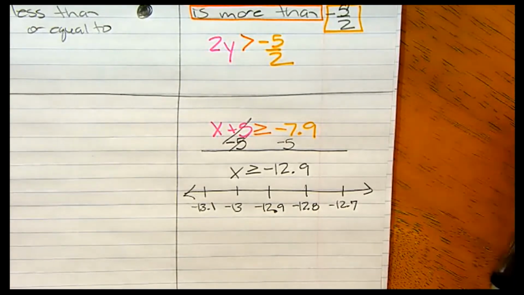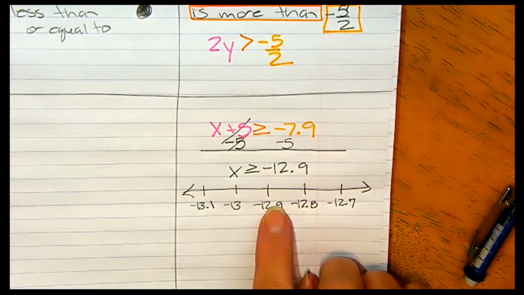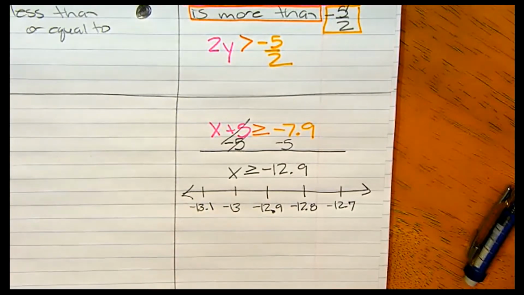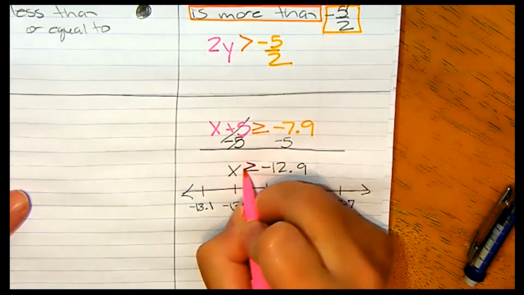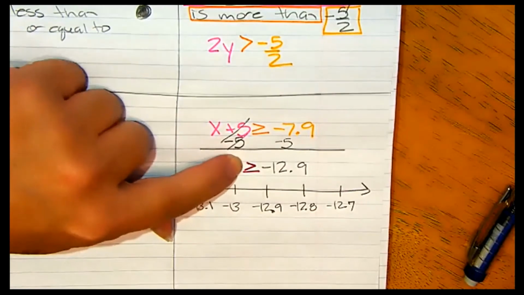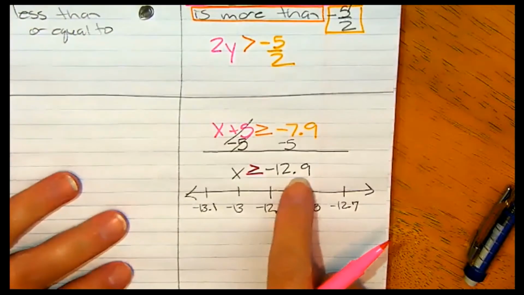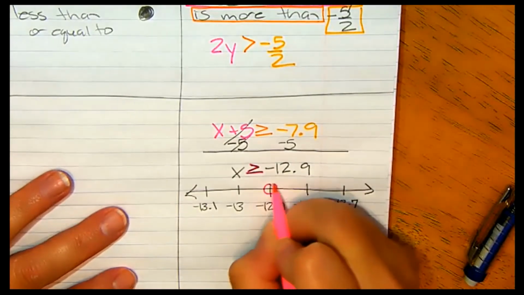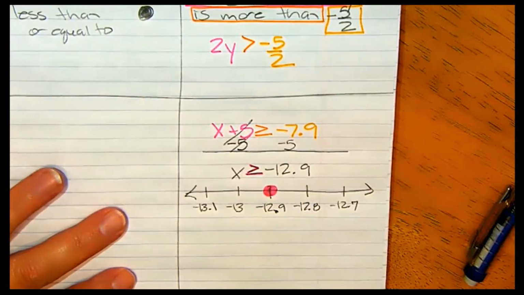So now we drew our number line. We put our target in the middle, 2 tick marks to the right, 2 tick marks to the left. We labeled them. Now what I need to do is look at my sign right here. It is greater than or equal to. So that means -12 9/10 is not just where my solution starts, but it is part of the solution because it's equal to.